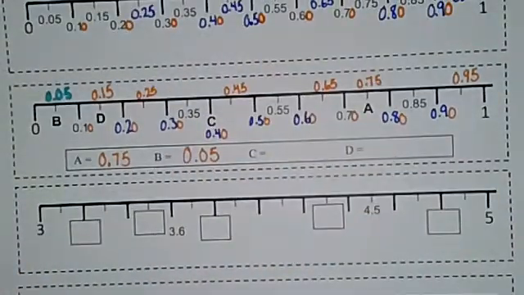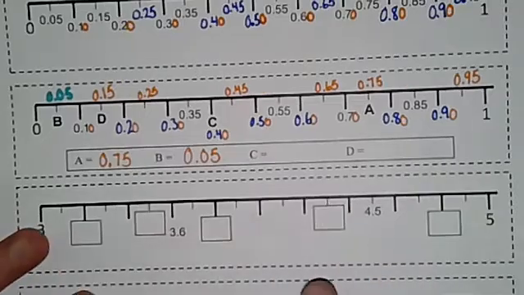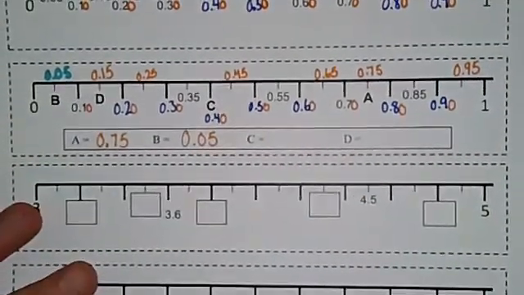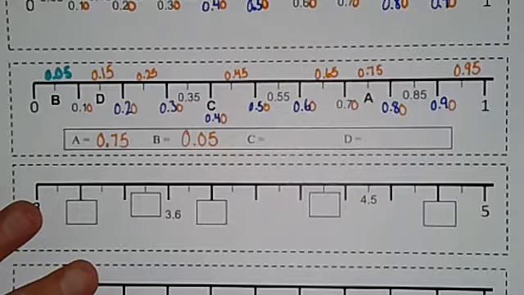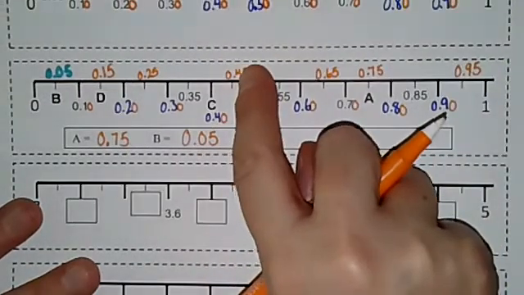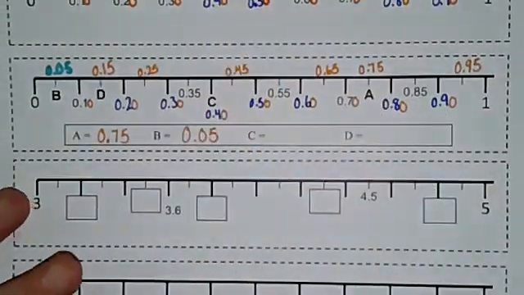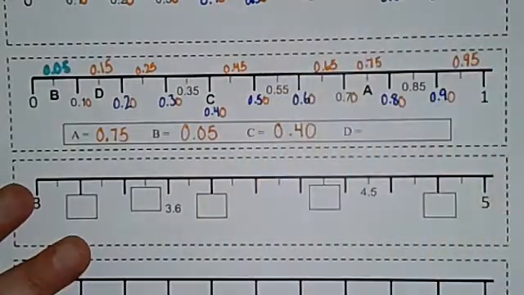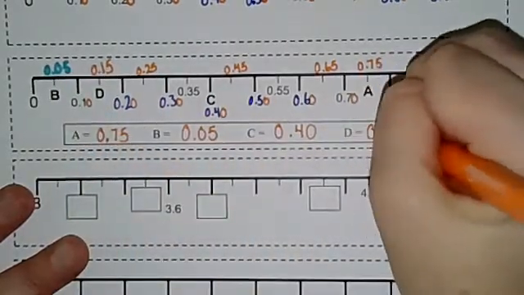What about C? Evan. What number is it, C? 45 is actually a little bit to the right. Where's C at? Very good. 40 hundredths. And what about D, Evan? Very good. 15 hundredths. Awesome.